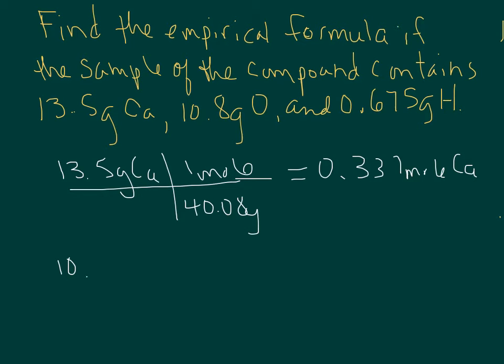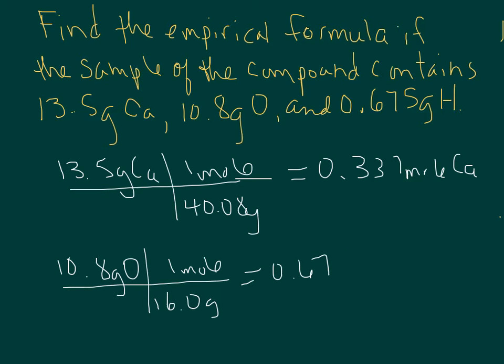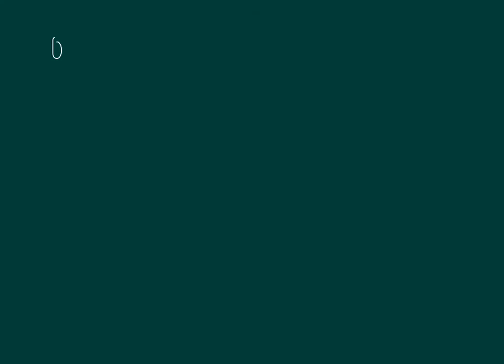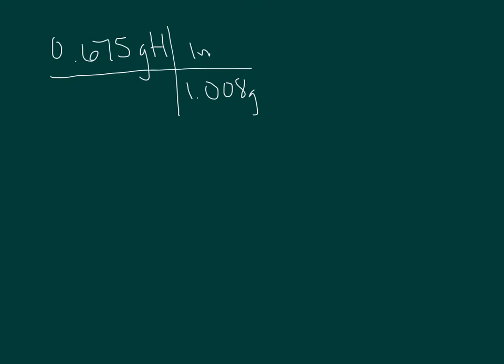So now we're going to take 10.8 grams of oxygen, divide it by the molar mass of oxygen off the periodic table, and we find out that there's 0.675 moles of oxygen. Now we've got to continue and do this also. So we have 0.65 grams of hydrogen, and off the periodic table is approximately 1.008 grams of hydrogen in 1 mole of hydrogen. Dividing this out, we get 0.668 moles of hydrogen.